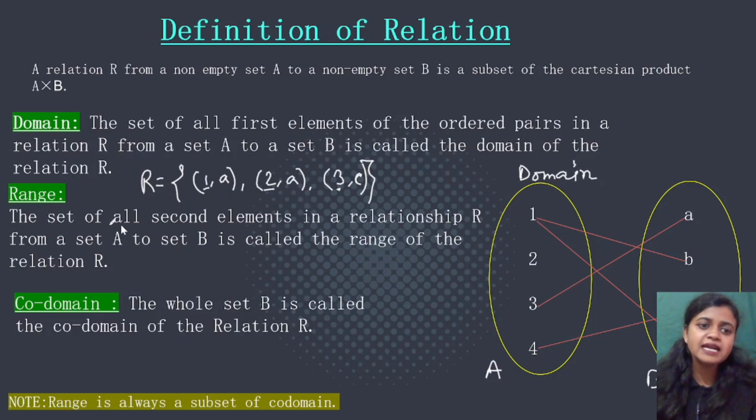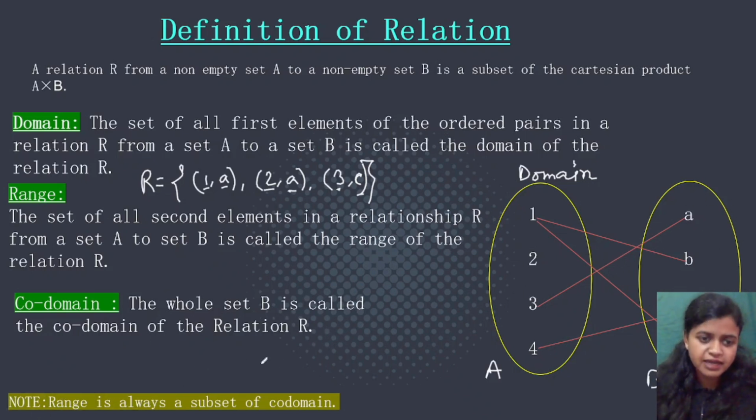And range: the set of all second elements in a relation R from a set A to a set B is called the range of the relation. Means here A, C could be the range of the relation. And codomain. What is codomain? The whole set B is called the codomain of the relation R. The whole set is the codomain.